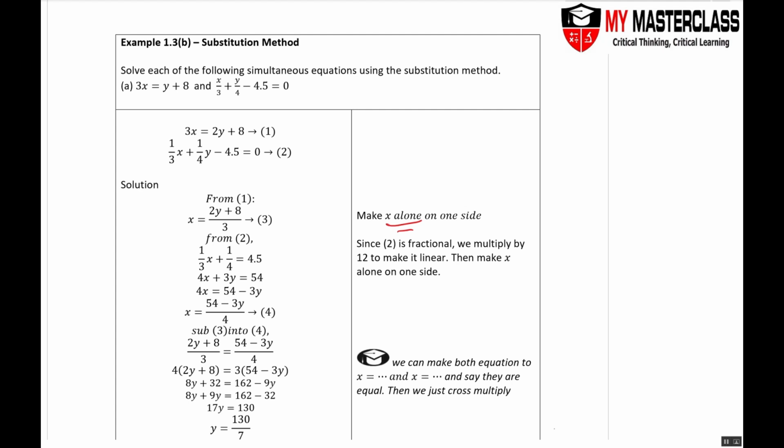From 1, what they did was they bring over the 3. x equals to 2y plus 8 over 3. And then they label this as equation 3. Next, you do the same thing to 2.